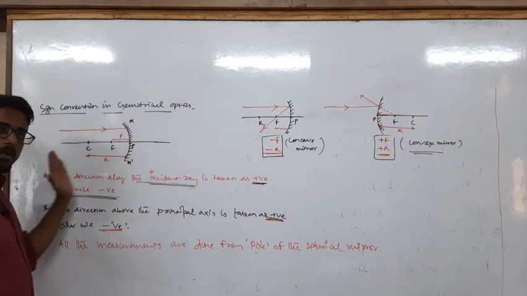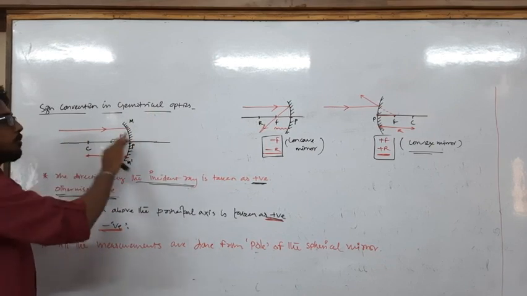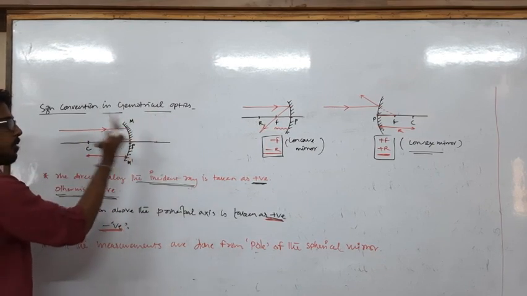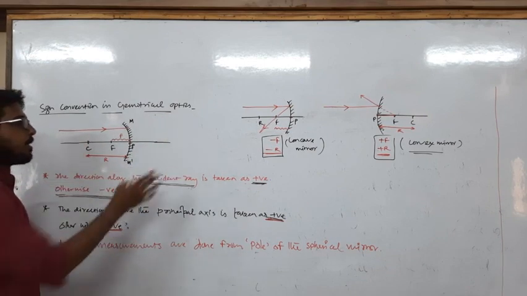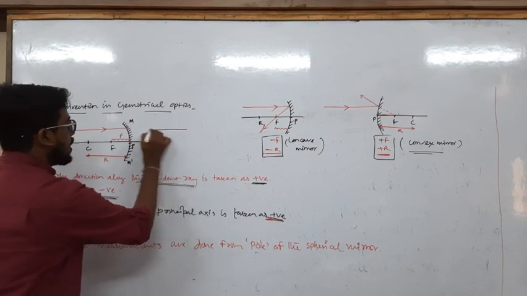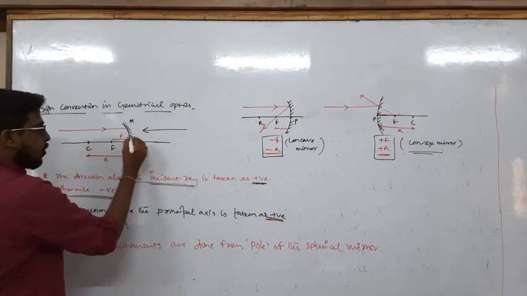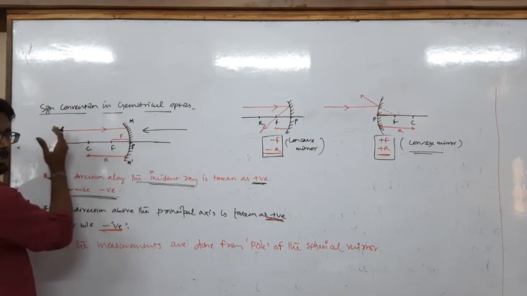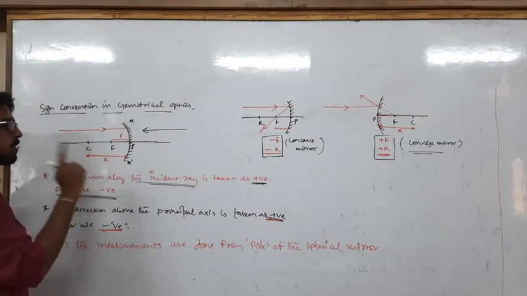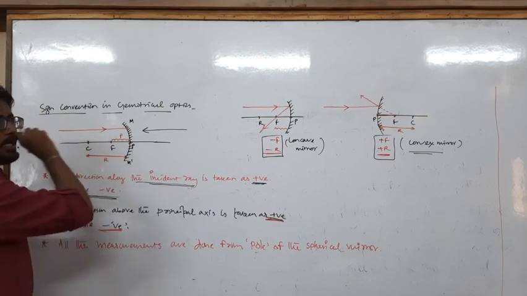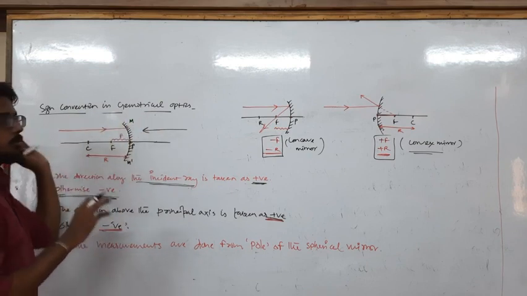The direction along the incident ray is taken as positive. If the incident ray is traveling left to right, then from the pole towards the right it is positive, and from the pole towards the left it is negative. If incident rays are traveling from right to left, then from the pole towards the left is positive and towards the right it is negative. So always first determine the direction of the incident ray; the direction of the incident ray from the pole will be taken as positive and the opposite as negative.